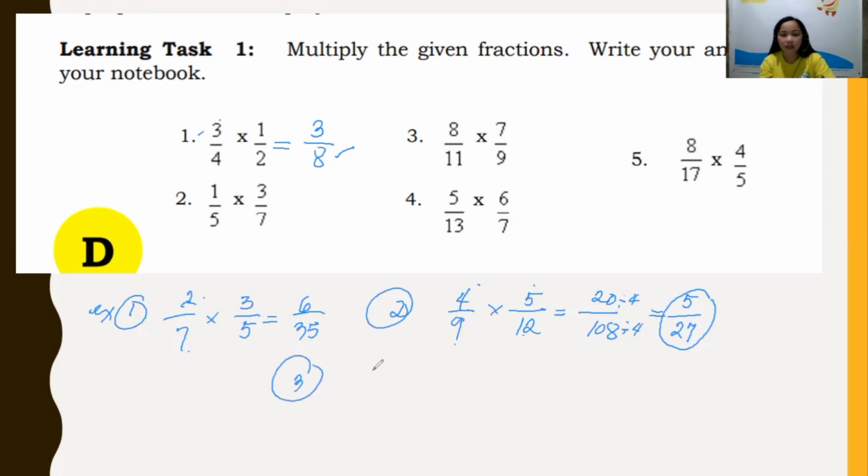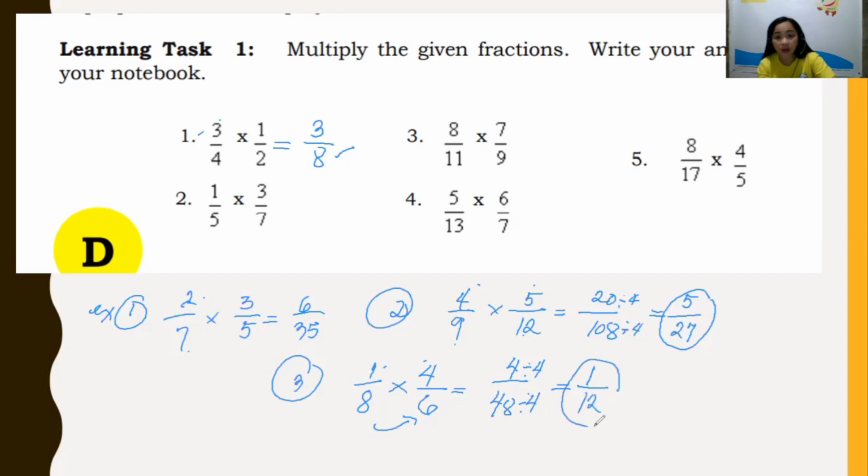Let's have another example. Example number 3. Let's have 1/8 times 4/6. So we have 1 times 4 is 4. And then 6 times 8 is 48. The answer is 4/48, but still it can be expressed in lowest term. So it can be divided by 4. So 4 divided by 4 is 1, and 48 divided by 4 is 12. The answer is 1/12. This is for learning task number 1. Now let us proceed to the next slide.